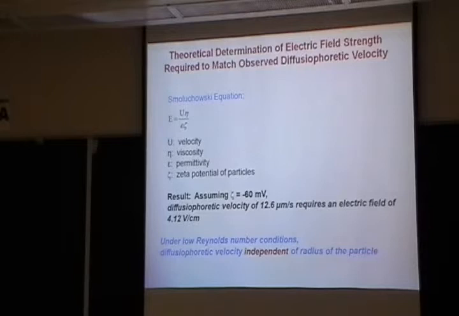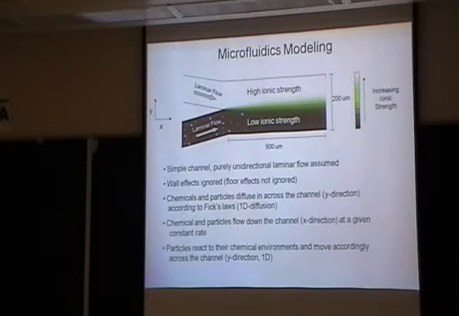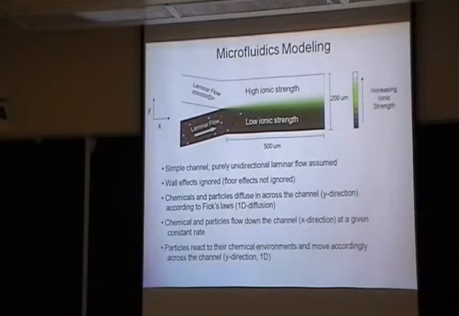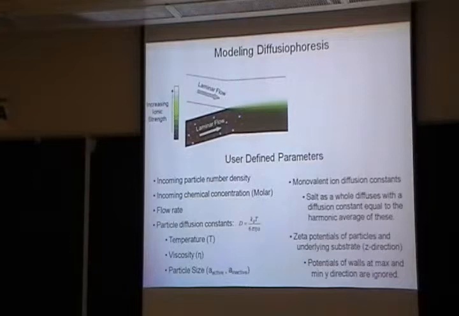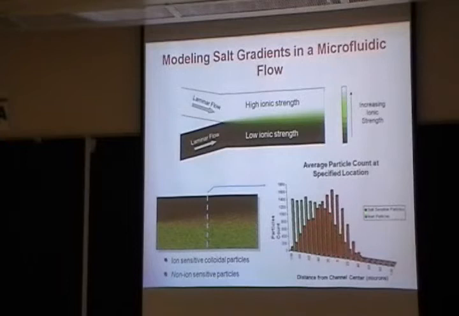And you can model this thing again using NetLogo, where you have a channel and you put in particles in this model. And the red ones are the ones that follow that gradient according to the equation I showed you. And the blue ones are insensitive to the gradients. And you put in the flow and you see the diffusion across. So these are the input parameters: the number density, the concentration of salt, flow rate, diffusion coefficient, temperature, and so on. You can do this. And in fact, you can see that the red ones clearly start to move towards the salt, whereas the green ones, which are insensitive to the salt, stay the way they are.